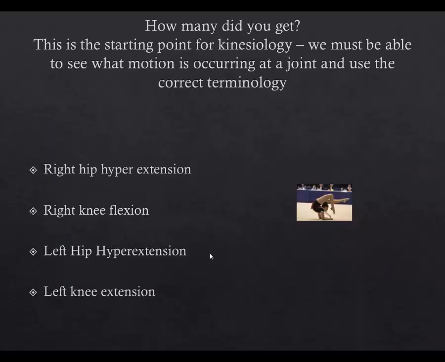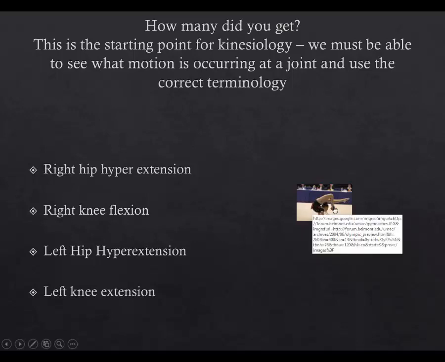Okay, so how many did you get? This is the starting point for kinesiology. We have to be able to see what motion is occurring at a joint and use the correct terminology. So right hip hyperextension, right knee flexion, as you can tell right here. This is her right side of her body. So she's hyperextending the hip here, and then she's flexing the knee.